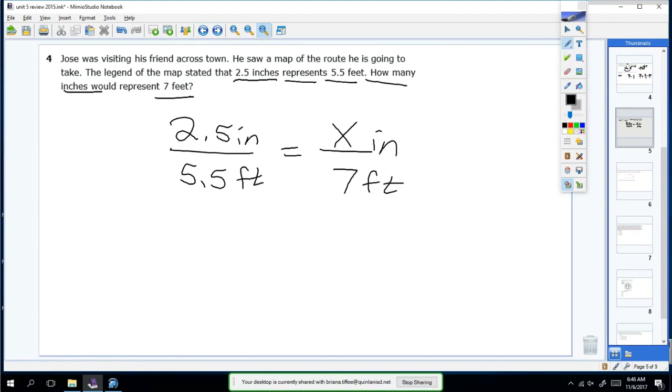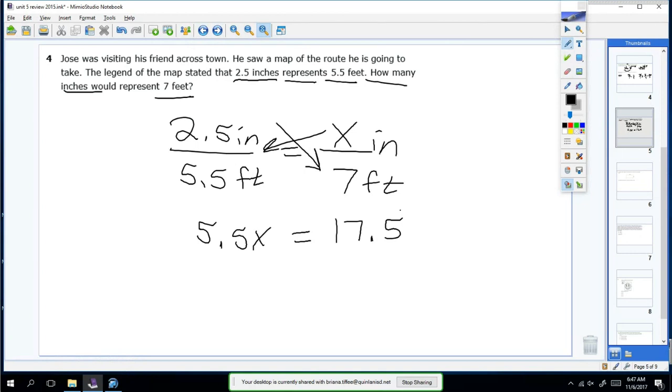So now all you're going to do is cross multiply. So you're going to do X times 5.5, which is just 5.5 times X. And then you're going to do 2.5 times 7, which I believe is 15. Let me make sure. It's early in the morning. Nope, 17.5. Yep, it's about 6:30 in the morning, and I'm kind of tired. Okay, so 2.5 times 7 is 17.5.